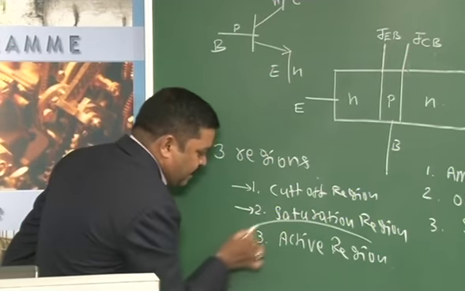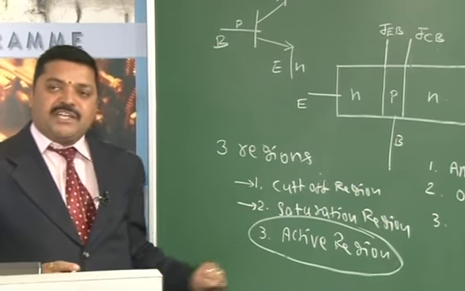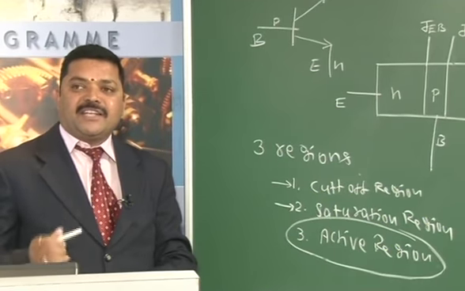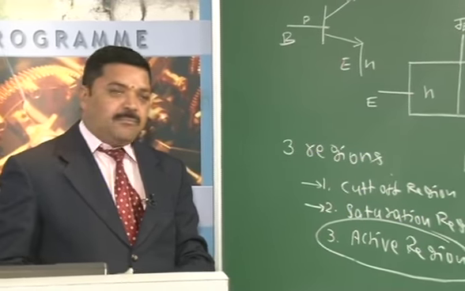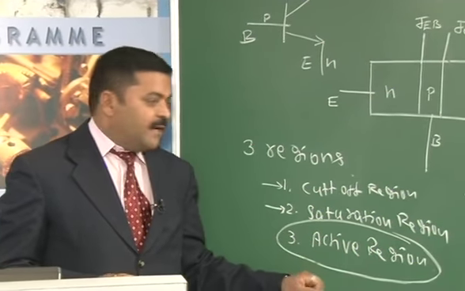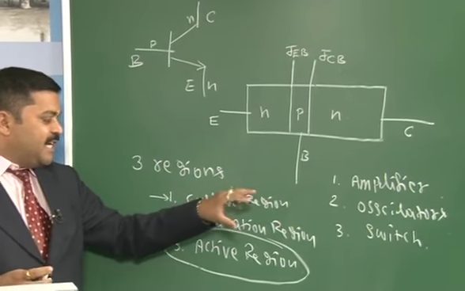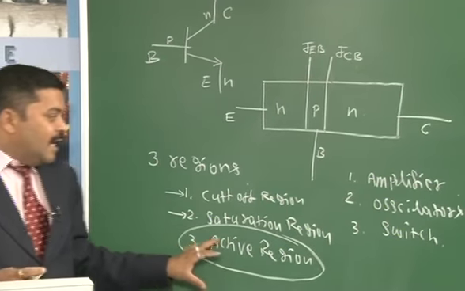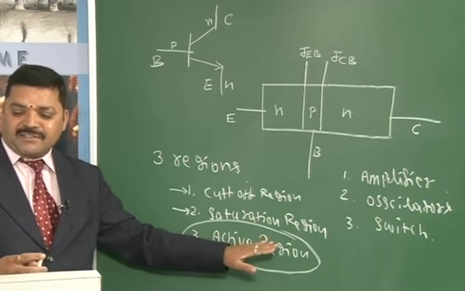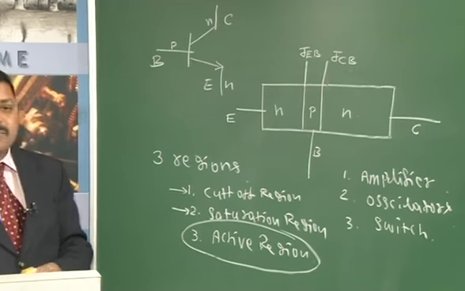We will be using the active region of a BJT in biasing, because most of the applications of BJT lie in amplifiers. Therefore, while biasing the device, we will be concentrating on the active region of operation. Even if we take the oscillator example, even in the oscillator we will be using the BJT as an amplifier. Therefore, the amplifier application plays a very important role. Taking that into consideration, we will be considering the biasing. So, this is one of the important prerequisites for biasing.